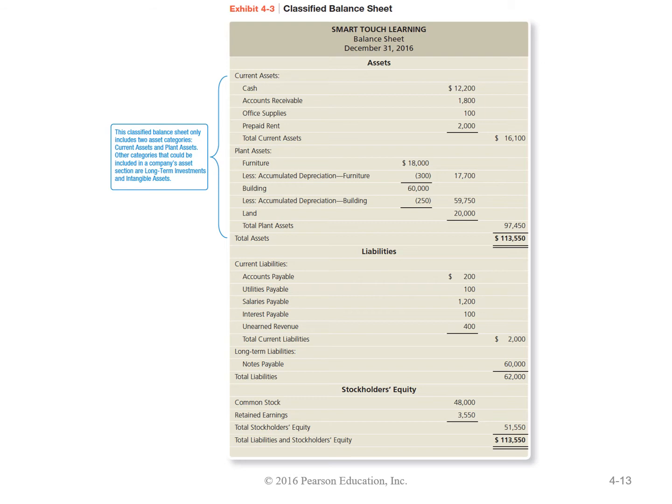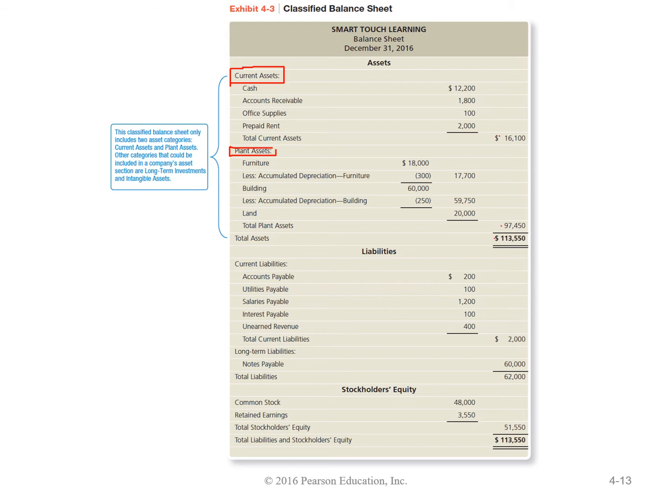Here we remade the balance sheet according to the classification that we just explained. We started with the current assets, as you can see, and we included cash, accounts receivable, office supplies, prepaid rent, and we got a subtotal here, total current assets. And then we reported the plant assets, like furniture, less accumulated depreciation, buildings, accumulated depreciation, land, and this is the total plant assets, and the addition of both will yield the total assets.